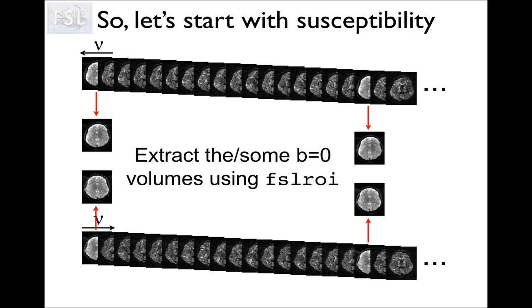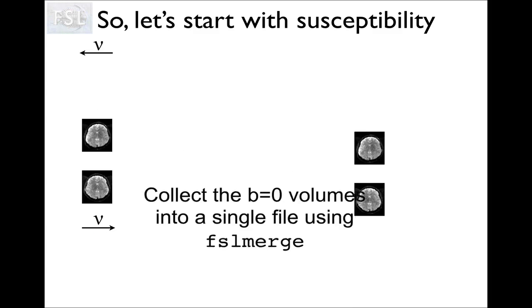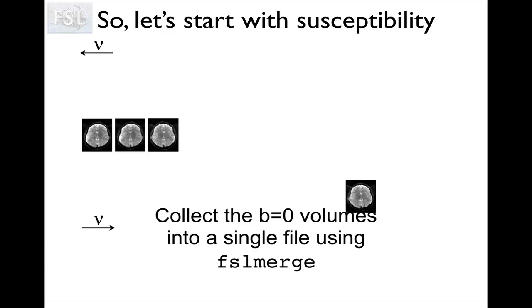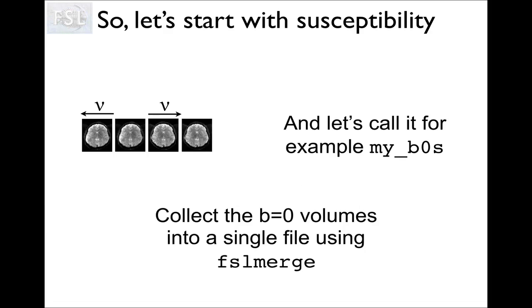So let us start by estimating the susceptibility induced field. And in order to do that, we start by extracting some B0 volumes using FSL ROI, and here we're just taking two pairs. So we collect these two pairs into a single file using FSL merge. So you can see that we have two images, two B0s acquired with phase encoding going in right to left direction, and two with phase encoding going in left to right direction. And we call them something like my B0s in this case.